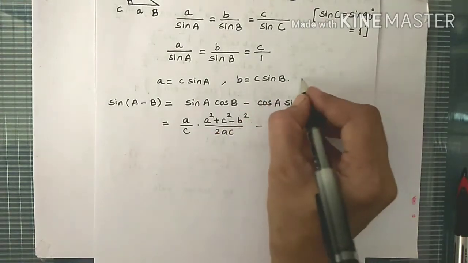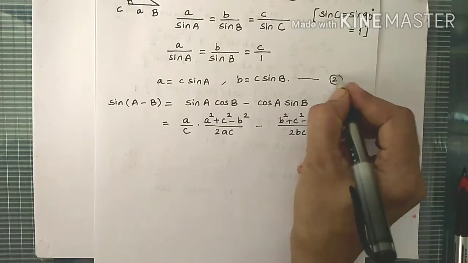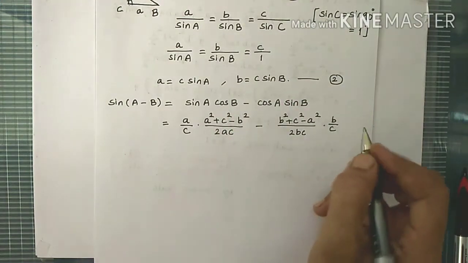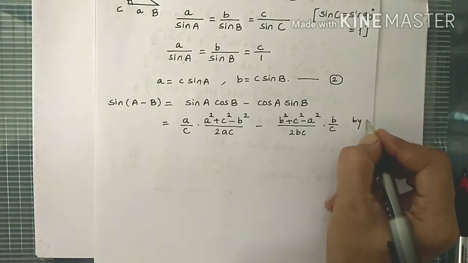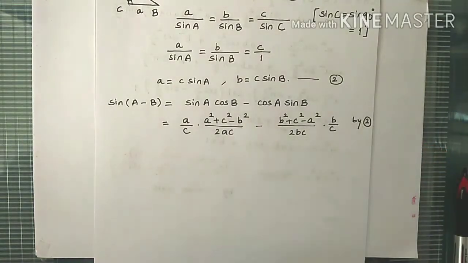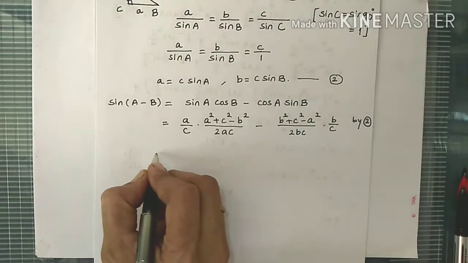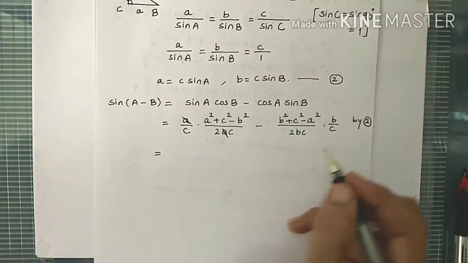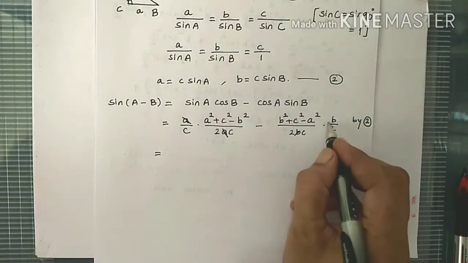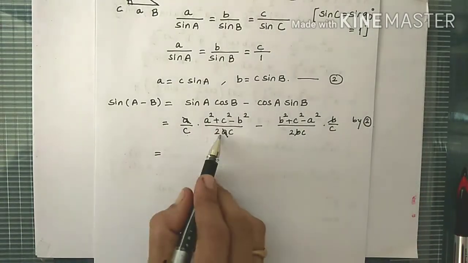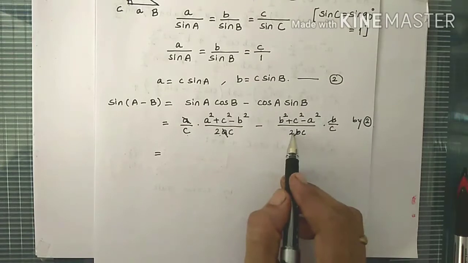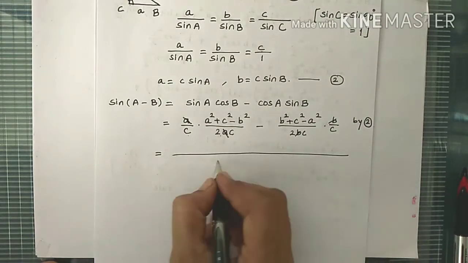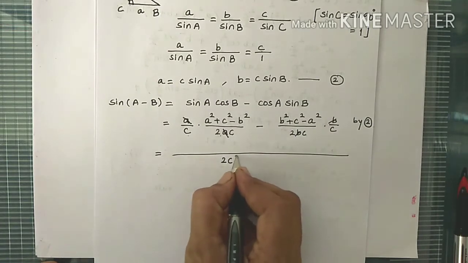Now using this relation, sin of B equals B upon C. So sin B is B upon C. Here we have used equation number 2. Now by simplifying this, we get here A gets cancelled and in the second one B gets cancelled. So denominator is C into 2C, that is 2C square. Here also we have 2C into C, that is 2C square. So denominator is 2C square.